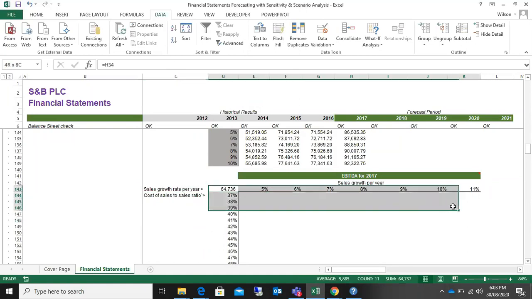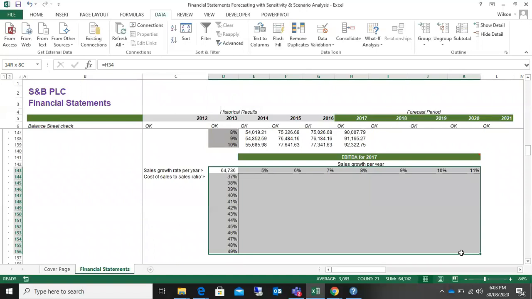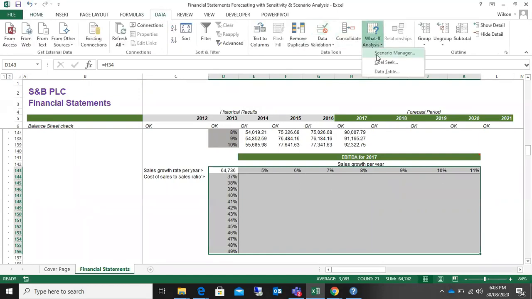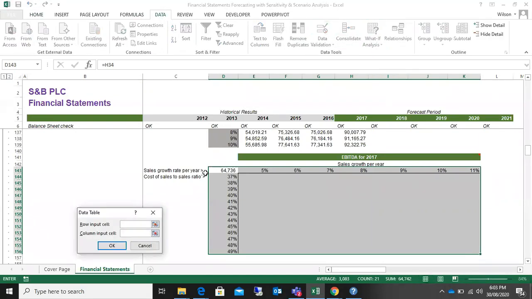So let's do it again. Home, data, what if, data table. So we'll go up, the row is sales.